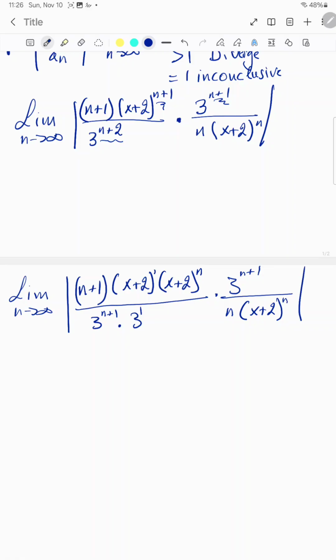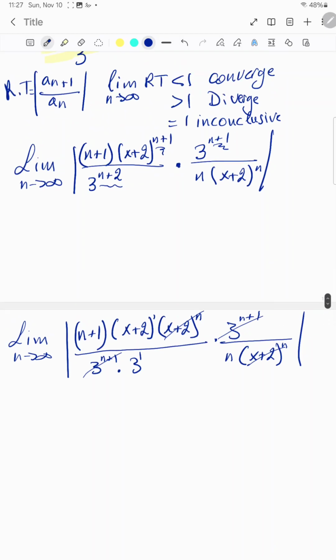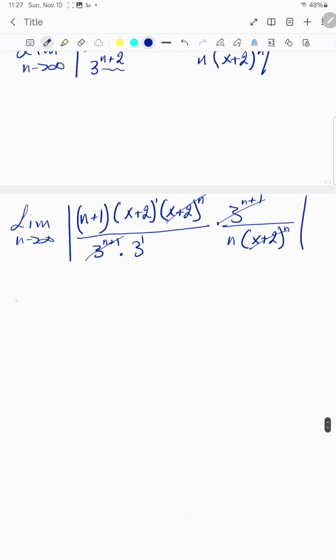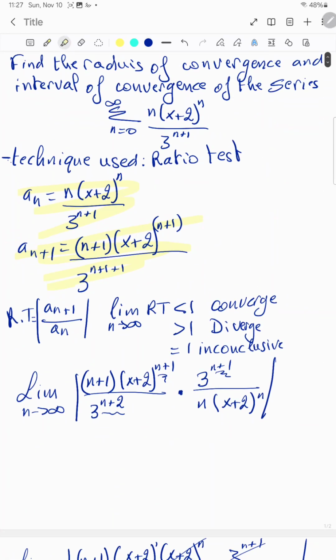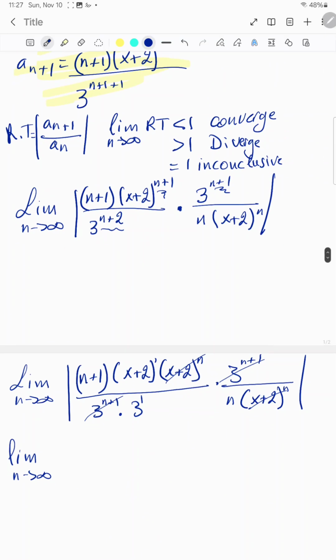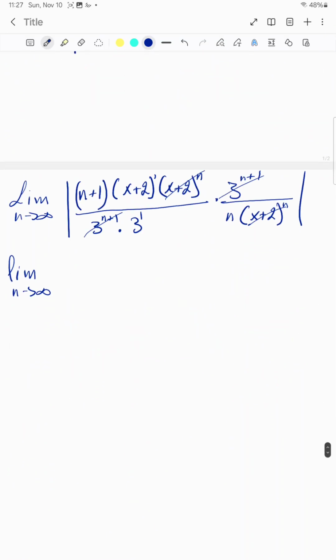And here I can see that I have (x plus 2) to the power of n in both places, so I can simplify it. I have 3 to the power n plus 1 in both places, and I can simplify that too. So my limit becomes, when n goes to infinity, and here I know n is between 0 and plus infinity, so my n is always positive. It's the x that I'm not sure is positive or negative. So I will keep the absolute value around the x's. Anything that does not have x, I will put outside my absolute value.